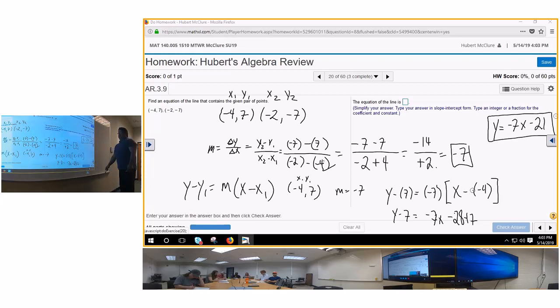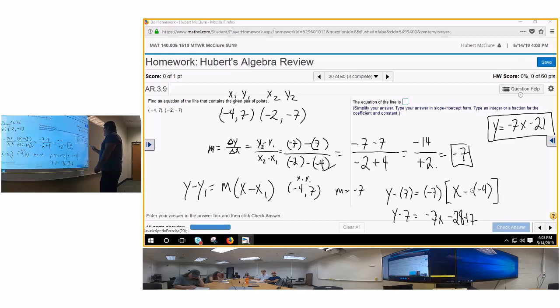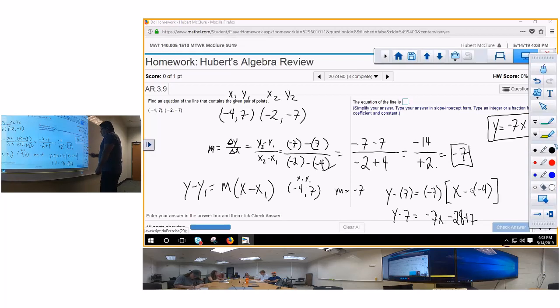Where do students get this problem wrong? Right here is where they get it wrong. Let me take my handy dandy highlighter. Right there.